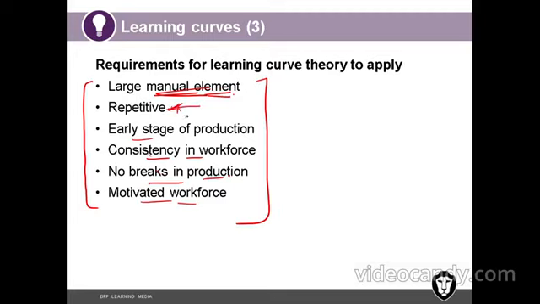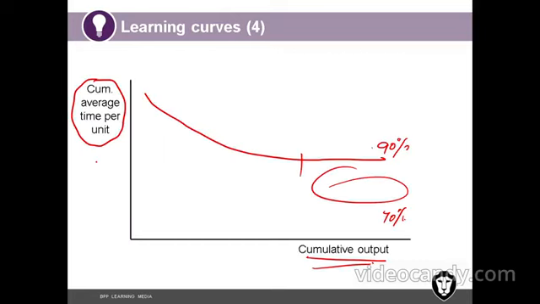In the modern world, we focus more on flexibility. That means we are trying to customize the product for each customer group. We don't exactly do the same thing again and again, so this concept of repetitiveness is affected by that. Early stage of production, that may be okay. Consistency of workforce: people leave, then things might change. So all these points you can even mention as limitations.